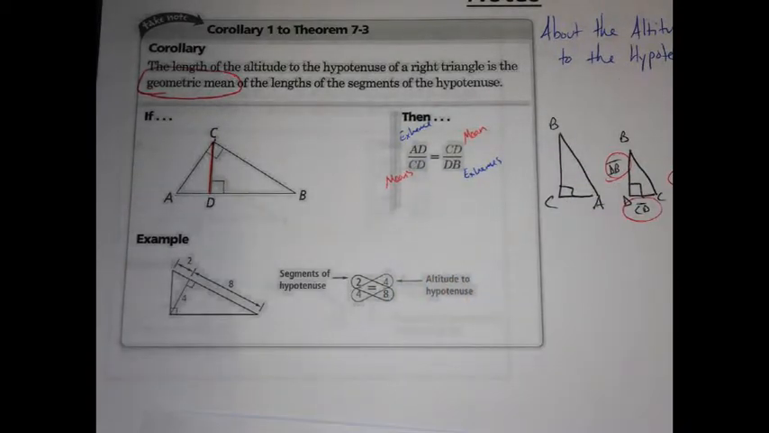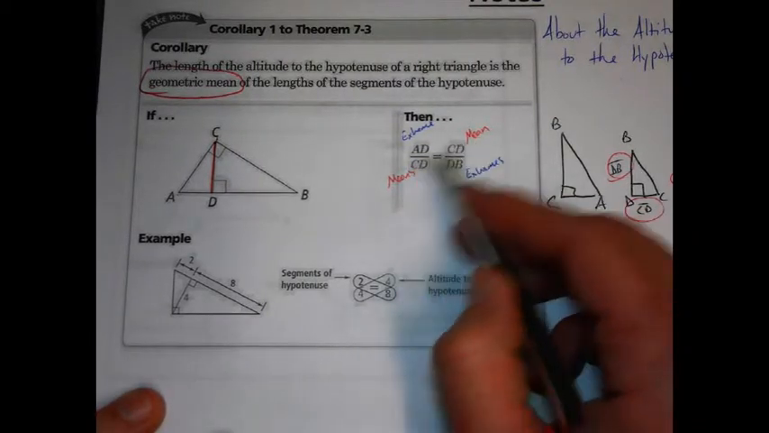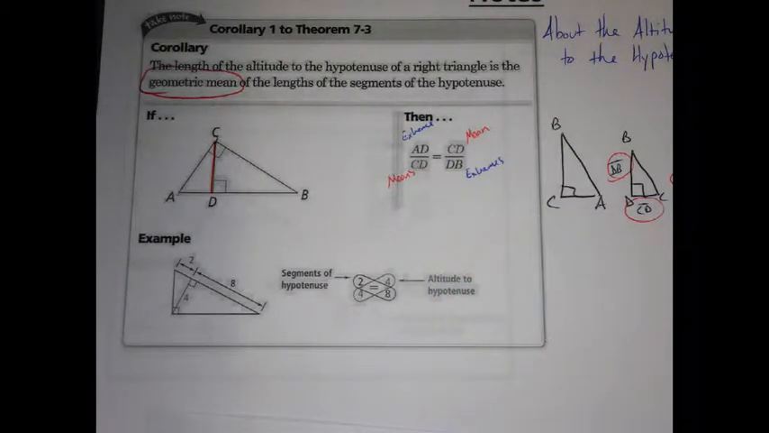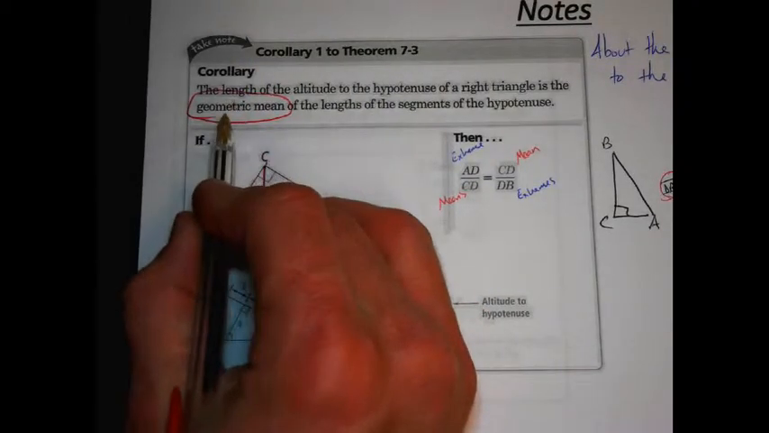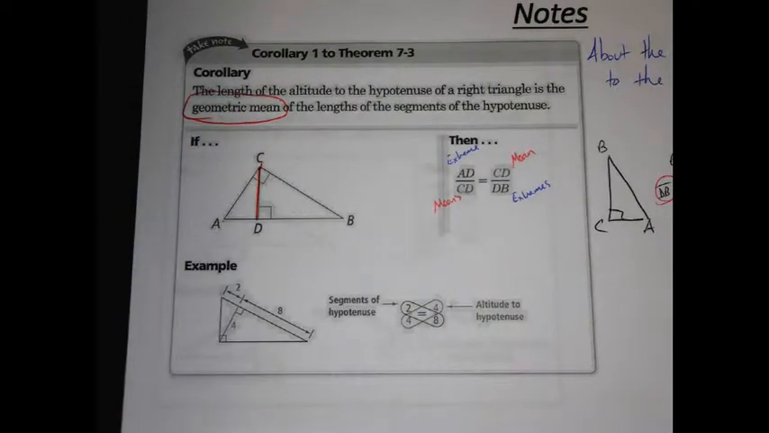So the altitude of the right triangle, the altitude to the hypotenuse, is the geometric mean of the other two legs that it is proportional with. We have to understand what that means. Once we understand what that means, we can start seeing some more things about geometric mean. We'll take a look at geometric mean in a second.